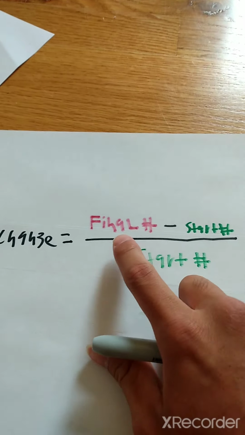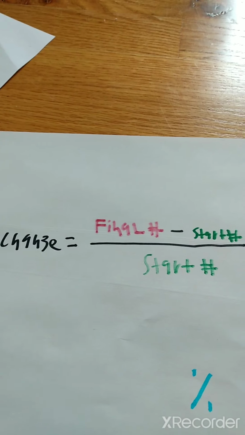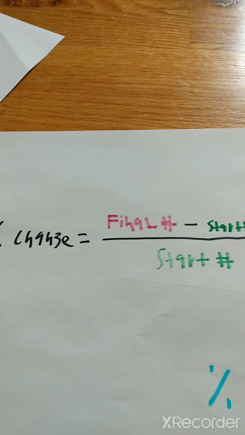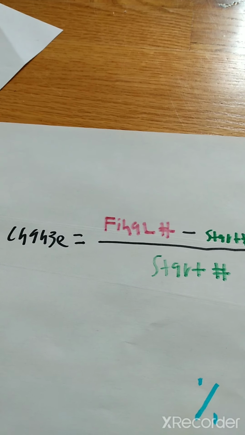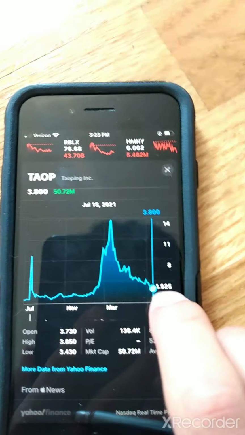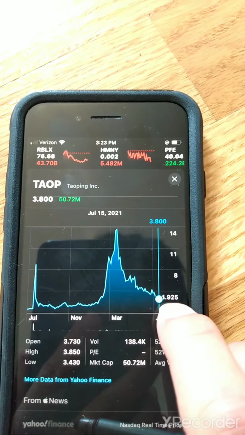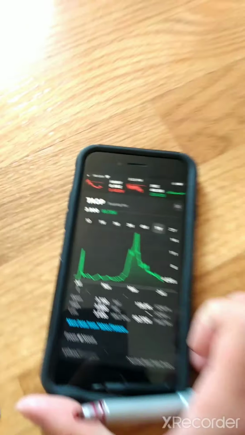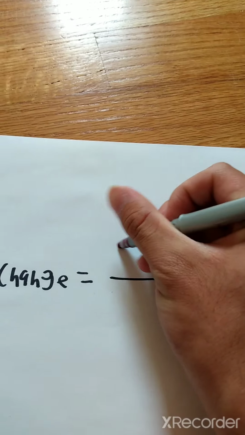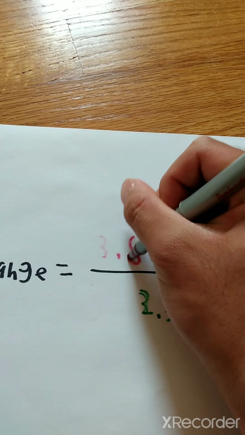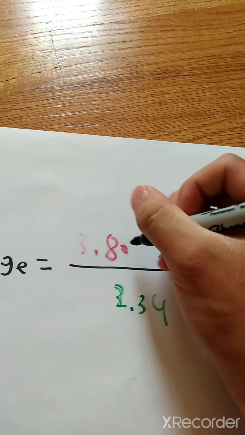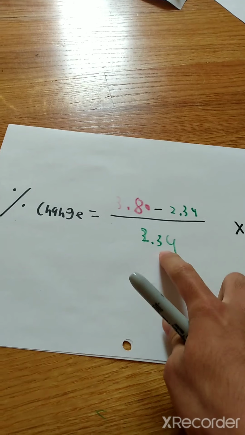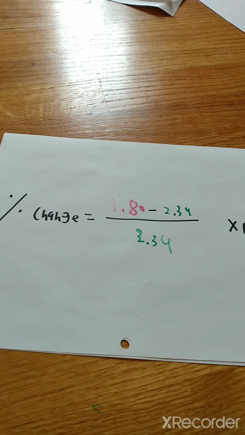Then we can divide. Now let's find the final position, or the final amount. That marks the end of the year, and that also marks the finishing amount per share. So if we take a look at the end, we get $3.80. So we can put 3.80 right here, and we can subtract the two. Now we have all the information in our formula.